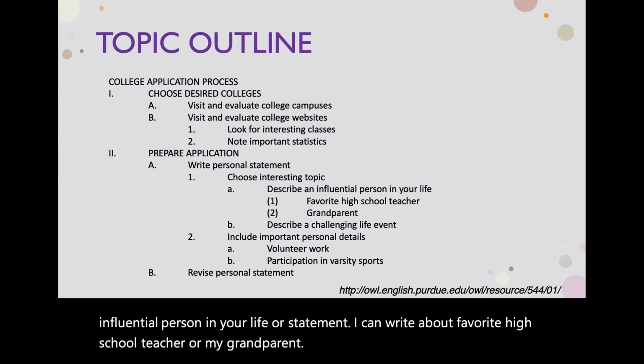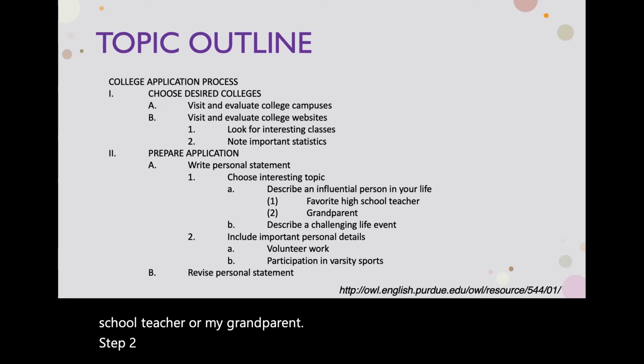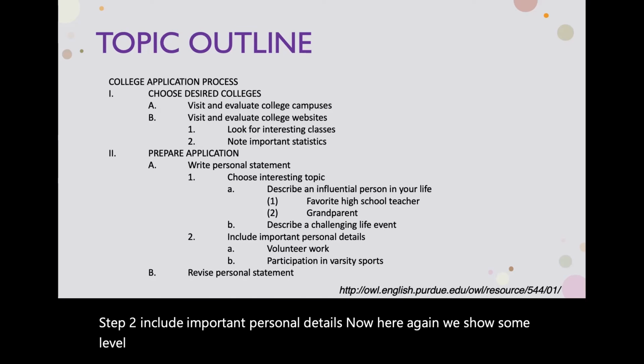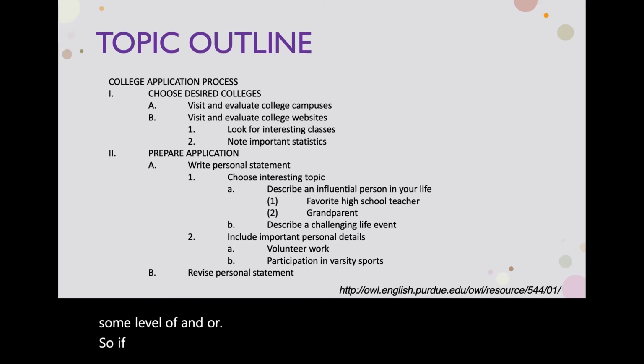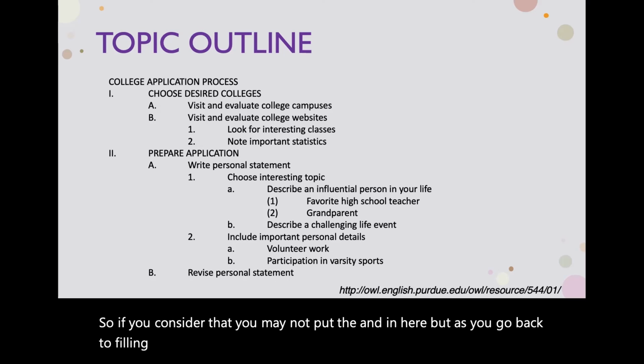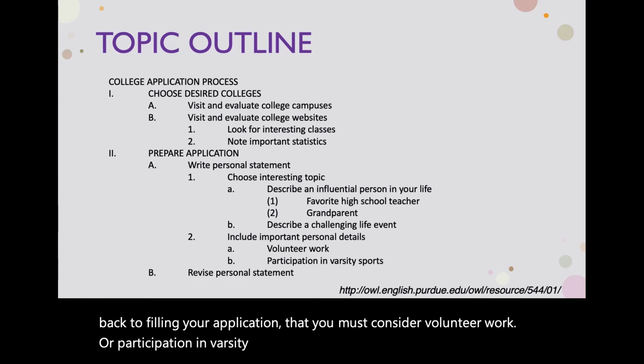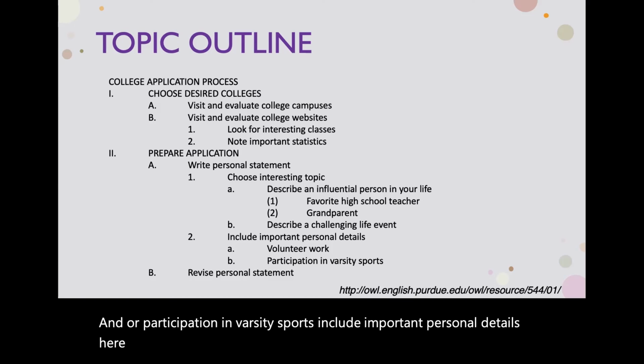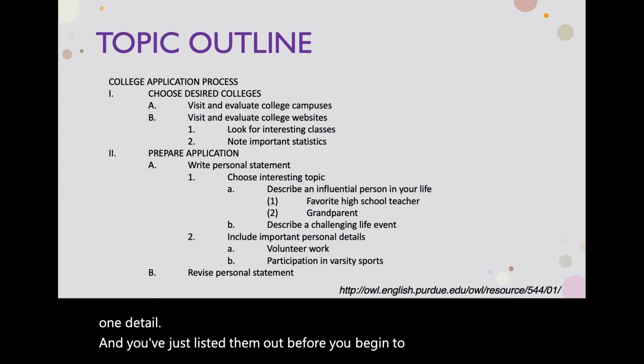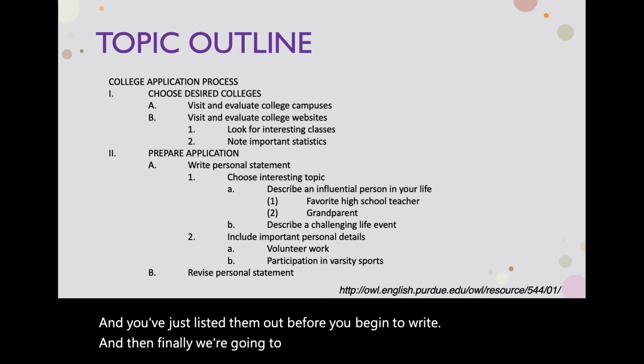Step 2, include important personal details. Now, here again, we show some level of and or. You may not put the and in here, but as you go back to filling your application, you must consider volunteer work and or participation in varsity sports. Include important personal details. Here, the word details helps us to know that there are going to be more than one detail, and you've just listed them out before you begin to write. And then finally, we're going to revise the personal statement.